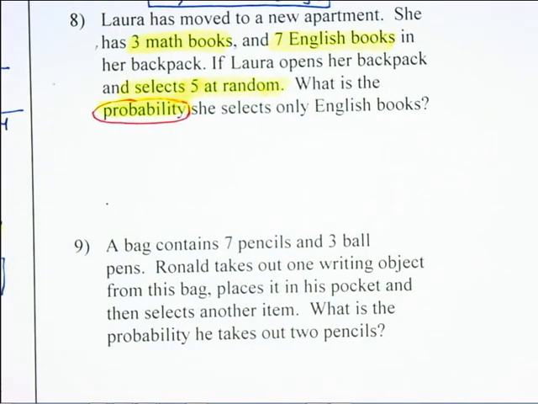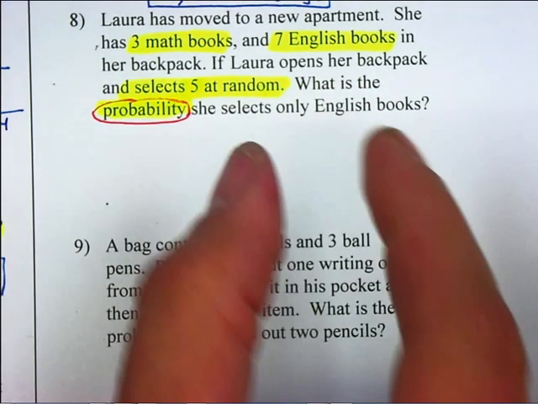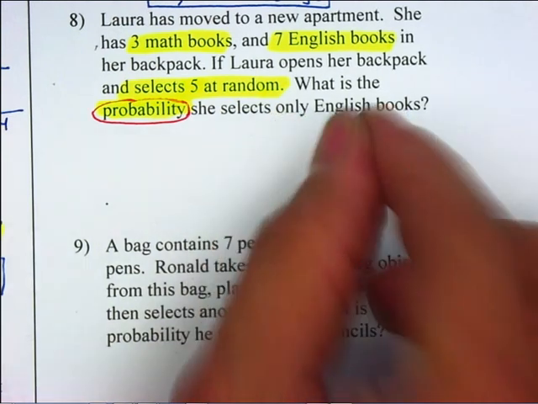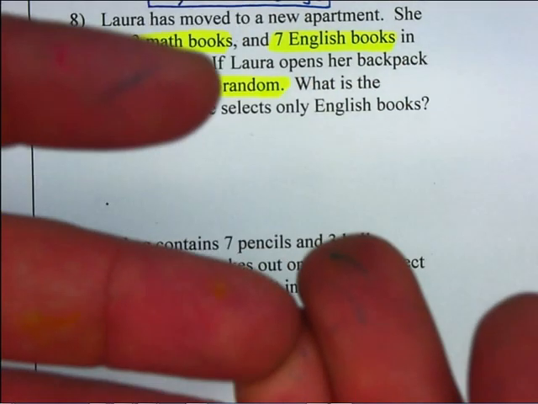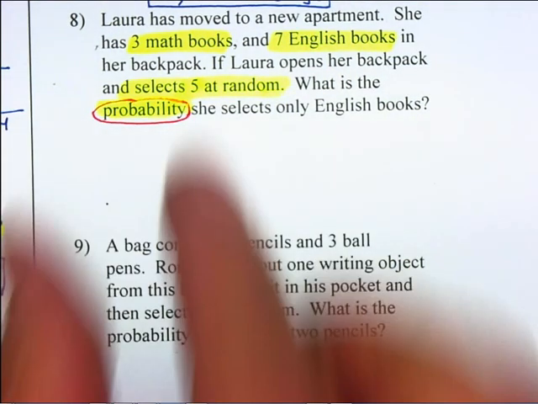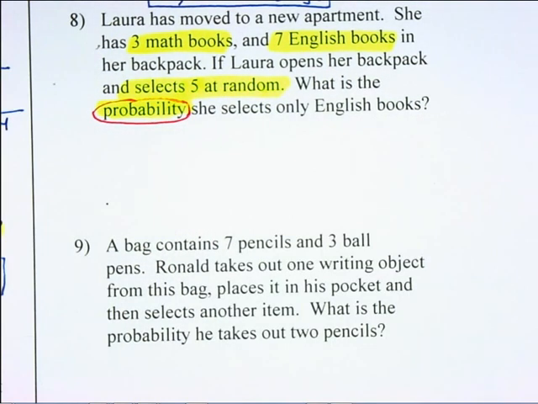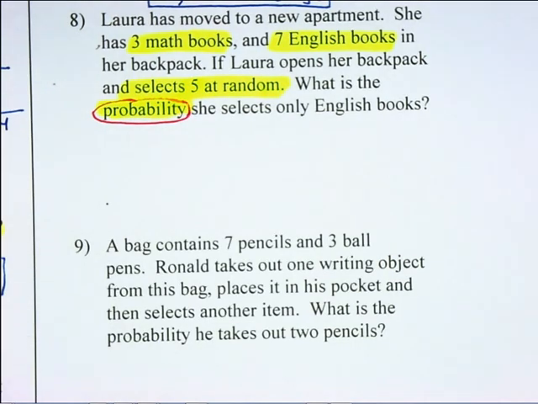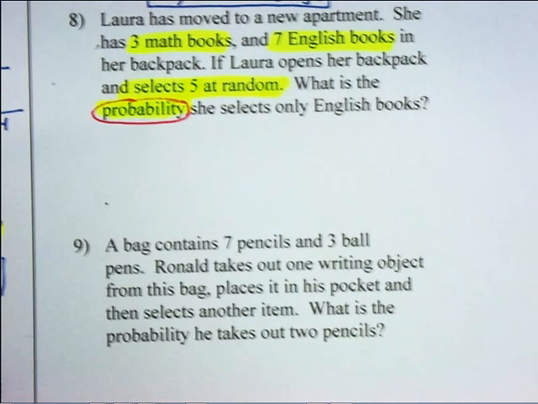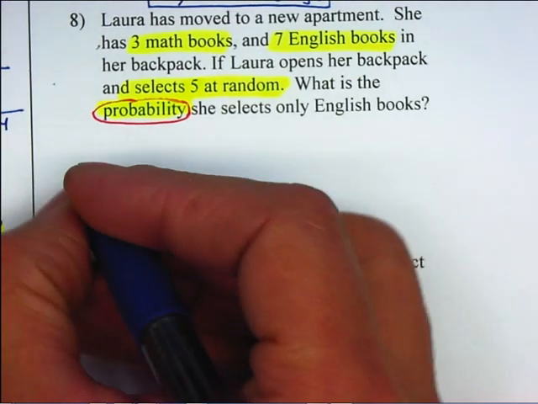Now the question is, is she selecting one and then another and then another and then another and then another, or is she selecting all of them at once? So it's one at a time, or all of them at once. In this case, she's selecting them all at once. So we have to use the choose.